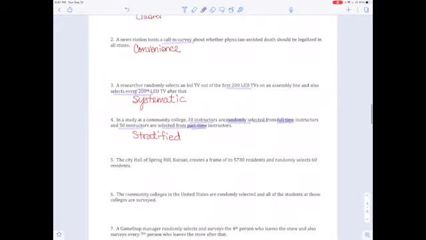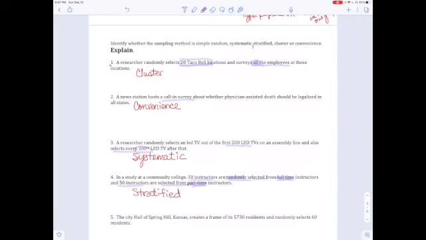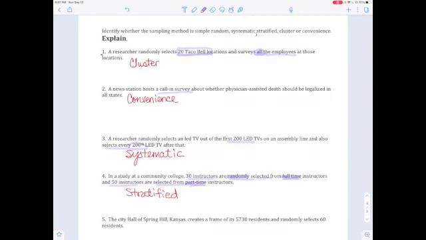Give it a try for the rest of it, and we can discuss it in class. This is the answer for the 4 examples.